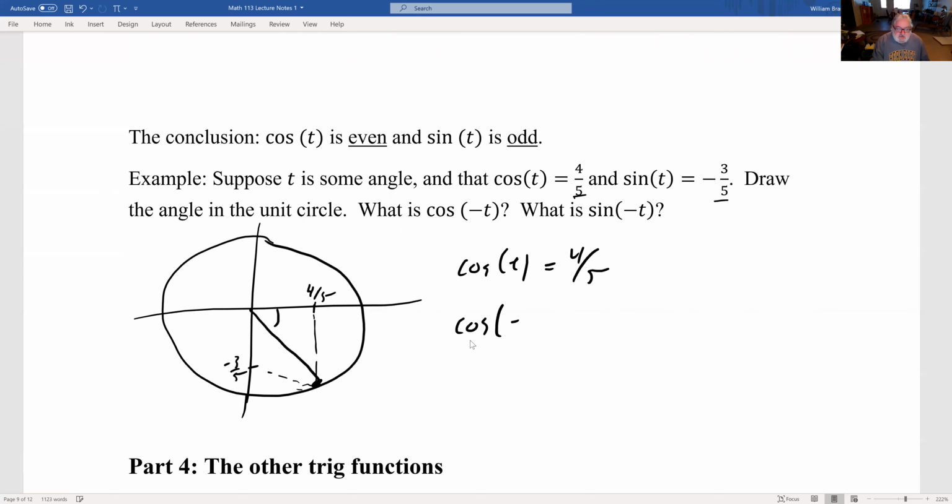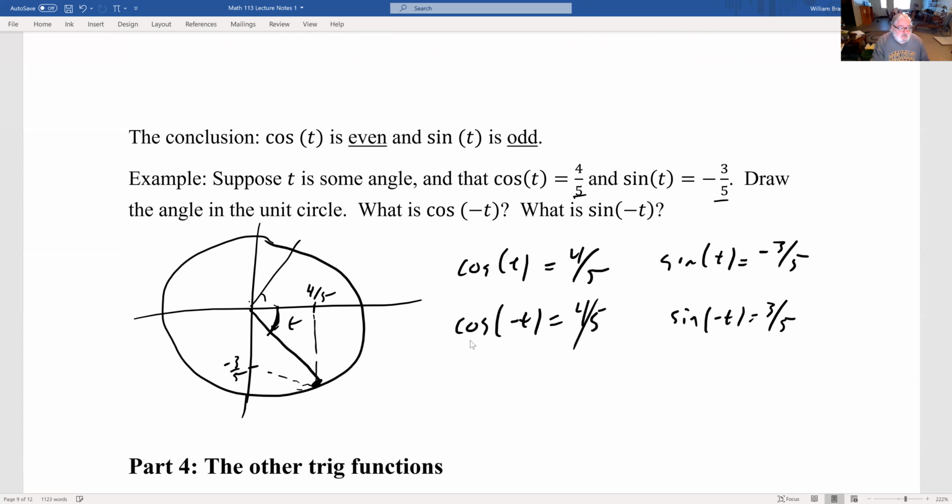So cosine of minus t is the same, 4/5. Sine of t is minus 3/5. So sine of minus t is the opposite. That would be 3/5. So if this is t, well, t is going to have to be negative because it's down this way, which means minus t is minus minus, so this can be positive. So it'll be up here. That's minus t. And, oh man, my drawings are terrible.